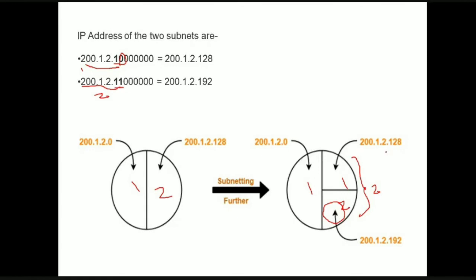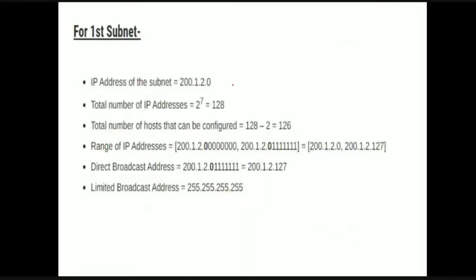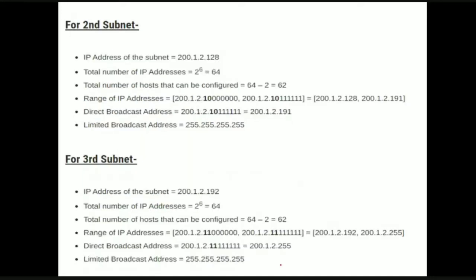Now 200.1.2.128, and for this part 200.1.2.192. Okay, so this is how we do this one. So finally, what will be the subnet ID IP addresses? 200.1.2.0 for the first subnet, 200.1.2.128 for the second subnet, 200.1.2.192 for the third subnet. Okay, so this is how we do odd number of subnetting when we have been given a single big network. So here again the same thing we will be doing for the first subnet, what will be the IP addresses, and so on for the second subnet and for the third subnet also. Okay.